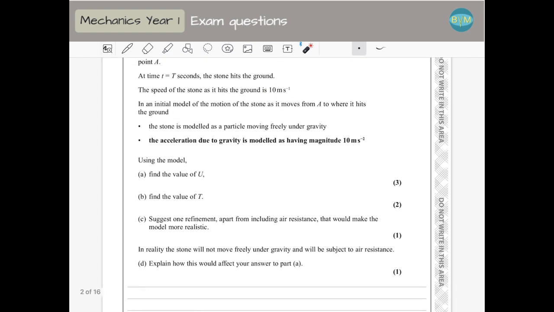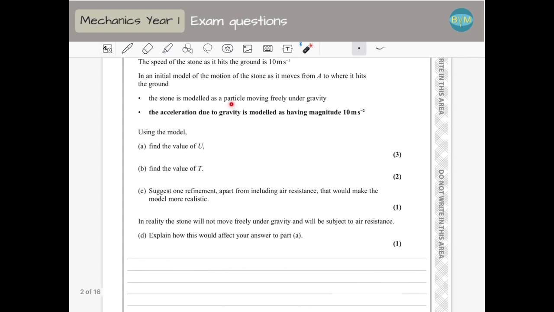We are considering the stone as a particle moving freely under gravity, and they ask us to use gravity as 10. Be careful with this because we tend to use 9.8 and we usually forget in these questions. We have to find the value of u, the initial velocity, and the time t, the time of flight.